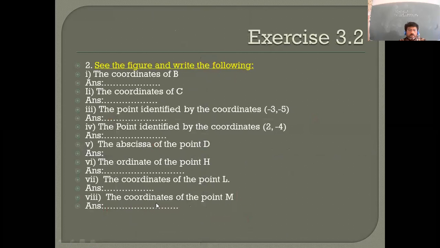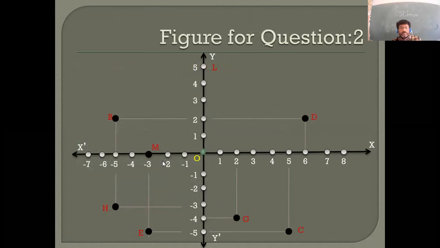Then the coordinates of the point M. What is the coordinates of the point M? M is on the x-axis. On the x-axis, the second number, the y coordinate, will be 0. So minus 3, 0 is the answer.